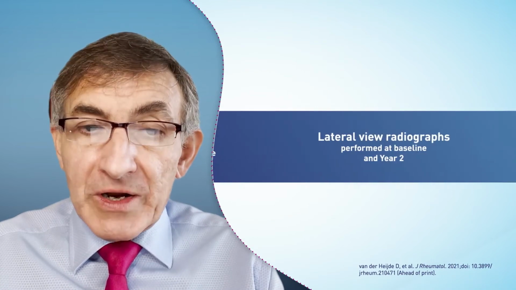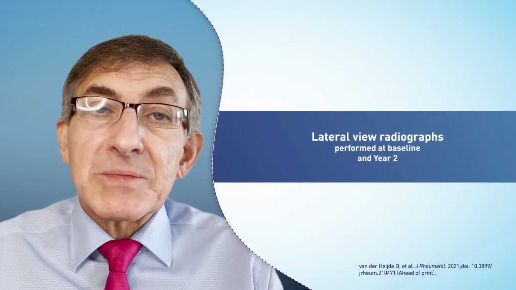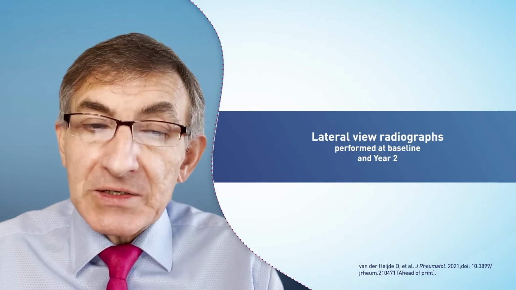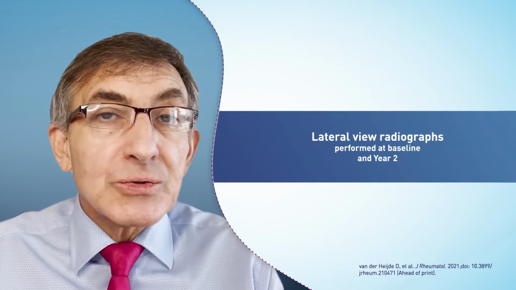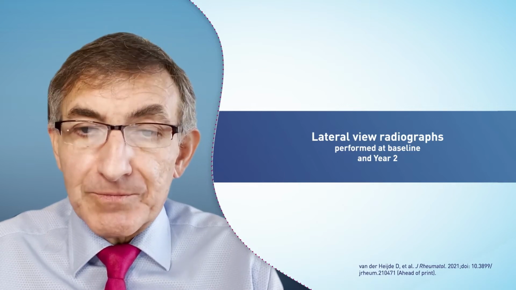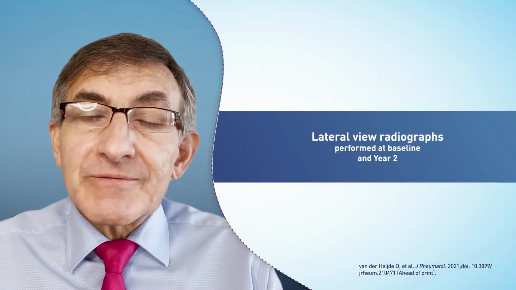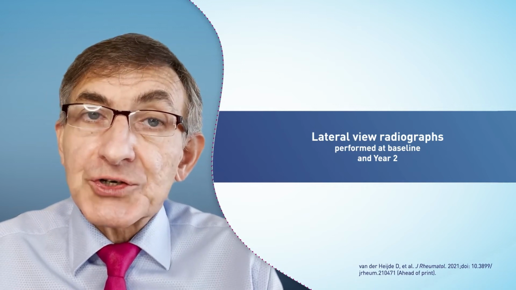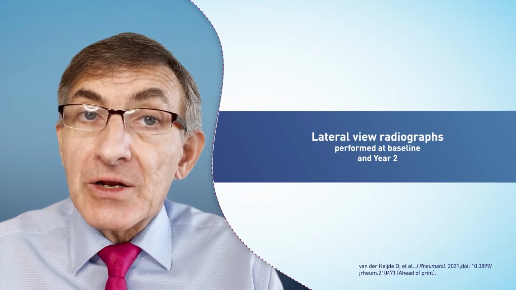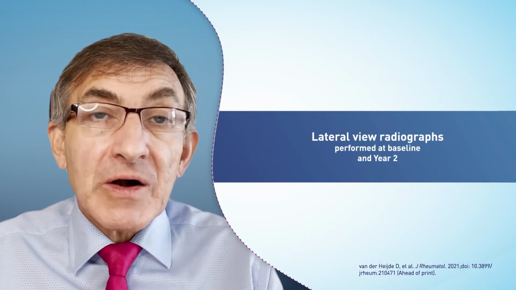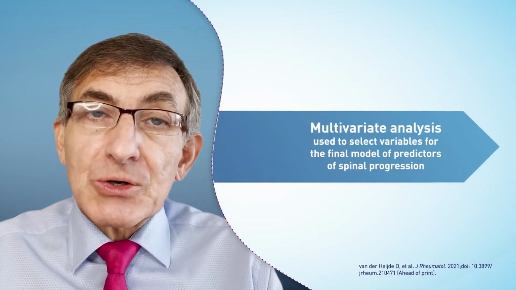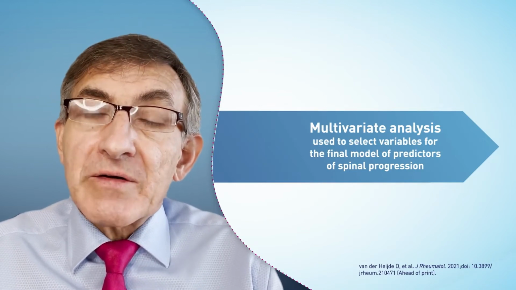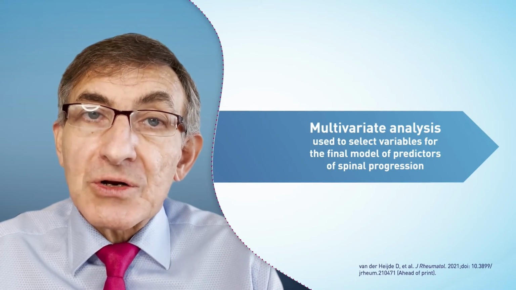Lateral view radiographs of cervical and lumbar spine were performed at baseline and 2 years post-baseline and scored using the mSASSS scoring system. Predictors of spinal progression were identified in logistic regression models, initially in a univariate analysis of variables of interest, and subsequently using a multivariate analysis to select variables for the final prediction model.